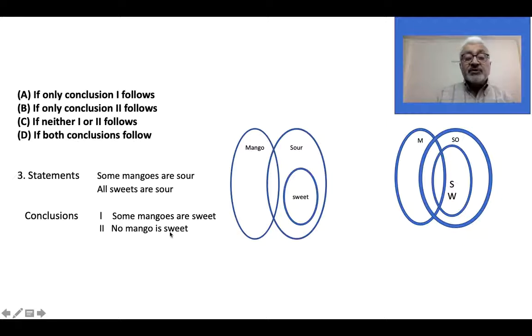The second is no mango is sweet. This is very true over here. Mangoes and sweet are not overlapping. But are mangoes and sweet overlapping here? Answer is yes. So can both be certainly true? The answer is no. And therefore, what should be the answer? Yes, absolutely. The answer is C again.